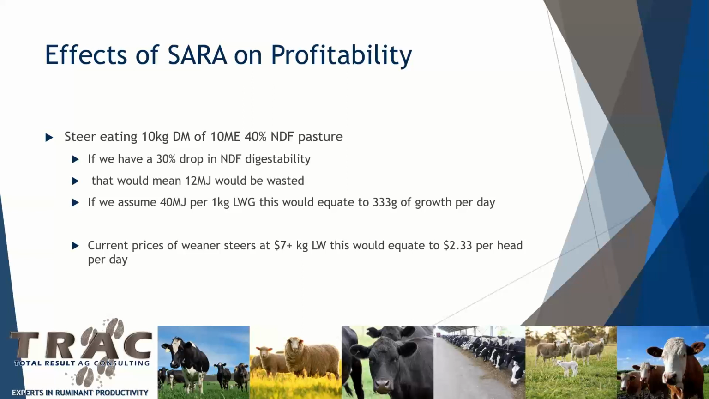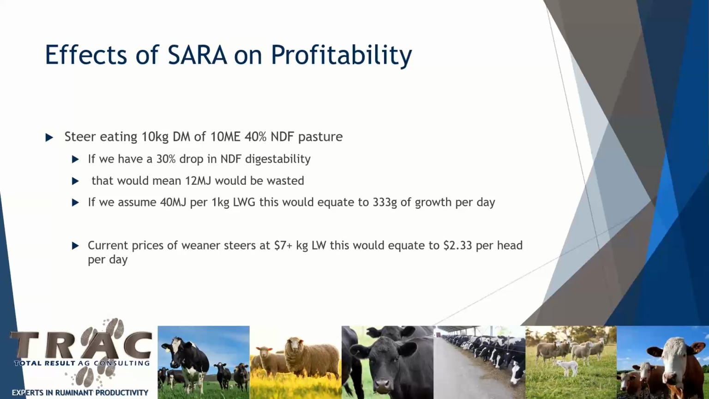So, as farmers, we really want to hold animal welfare at the front of mind, but we're also business people, and we need to understand how this subacute ruminal acidosis is affecting my bottom line. So if we think about a steer that's eating about 10 kilos dry matter of a 10 ME, 40 NDF pasture, so a fairly normal sort of pasture for this time of the year.